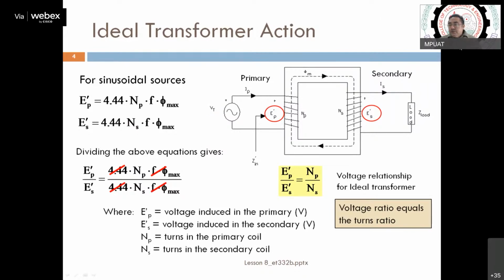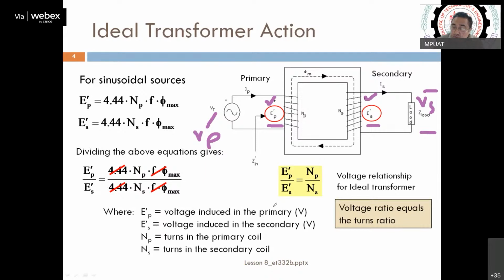Sorry, this is your VP, and this is your VS. This is your EP dash, and this is your ES dash. This is the applied voltage. This is the terminal voltage across the load. This is the induced EMF across the secondary winding, and this is the induced EMF across the primary winding.